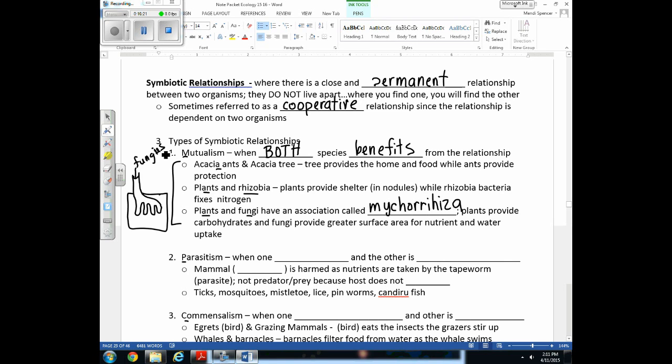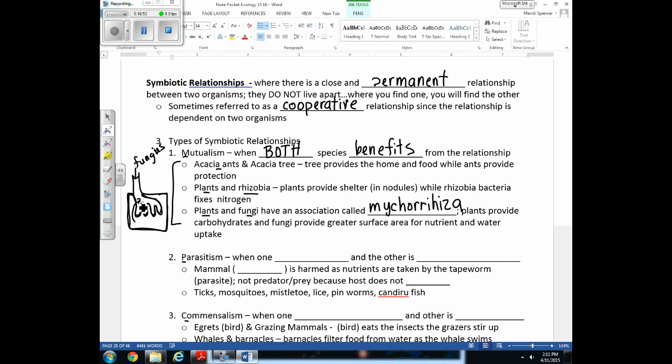But actually what's happening is that the growth of this fungus actually increases the surface area where that plant cell can exchange nutrients. So now the surface area extends all throughout that cell. So what's happening in this situation is the plant is producing carbohydrates that the fungus can utilize, and then that plant has greater surface area for the exchange of nutrients and water. So it's a win-win situation for both species, so it's considered mutualism.